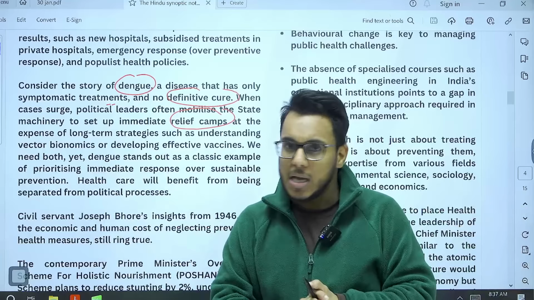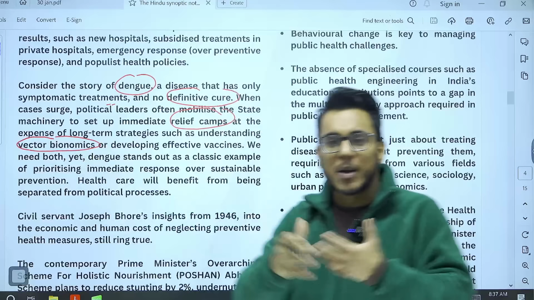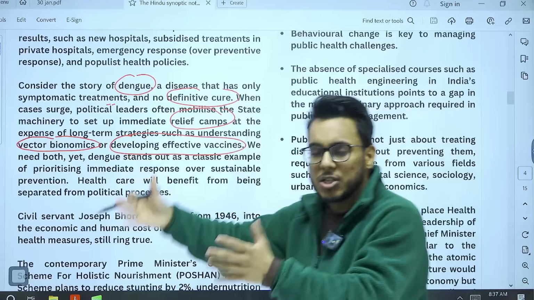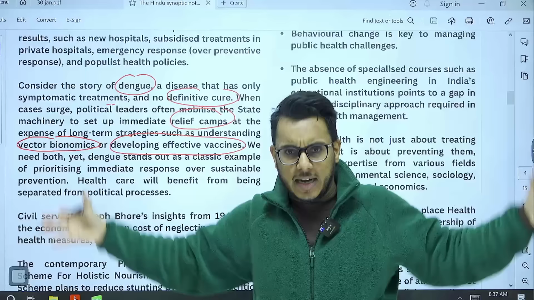But they have not invested much in learning the vector bionomics, how this disease is transmitted, and how the transmission can be reduced at the root cause, or in developing an effective vaccine. We are not investing money here. Rather, we are investing money in establishing relief camps and erecting temporary hospitals to deal with the surge.